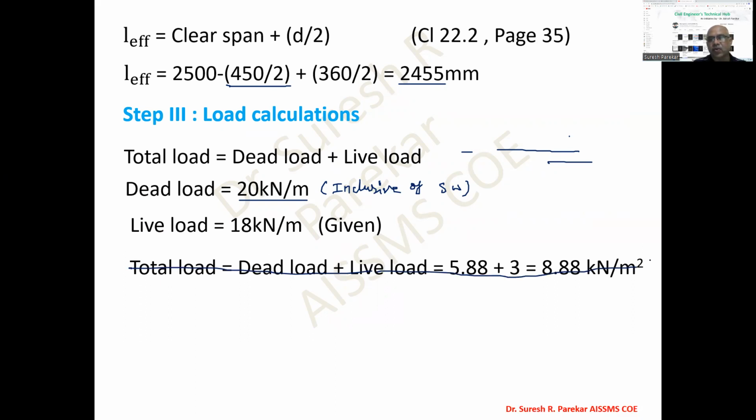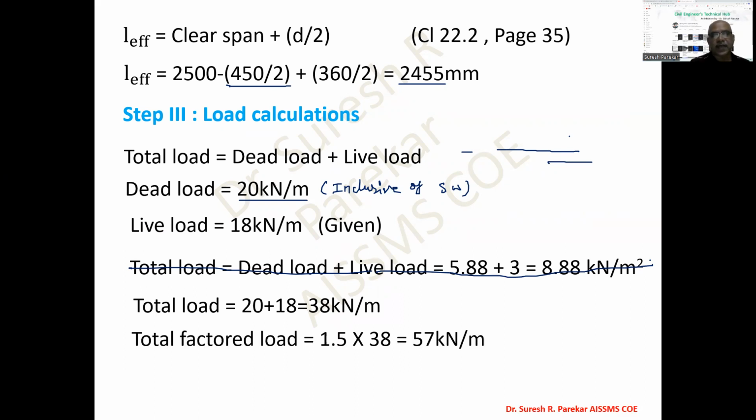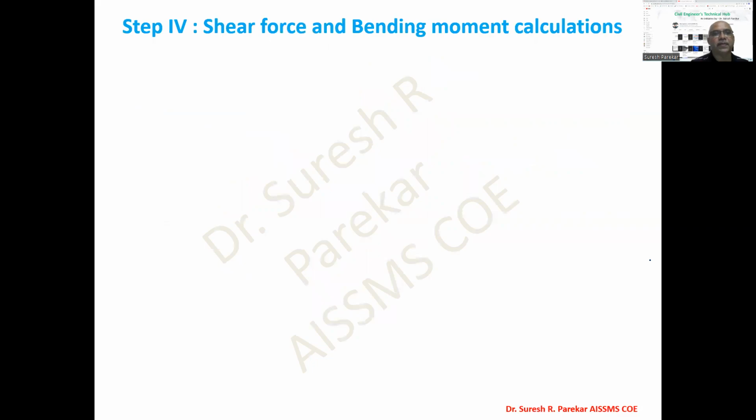Now the total load is 20 plus 18, and we have this value as 38 kilonewton per meter. Knowing this value, we will make it factored. Multiplied by 1.5, it gives us 57 kilonewton per meter.